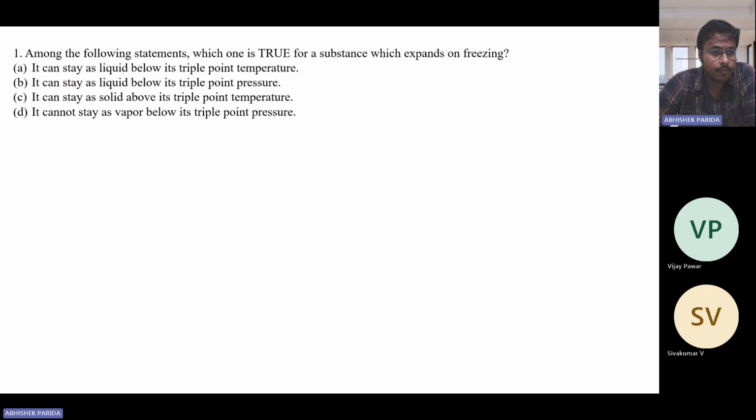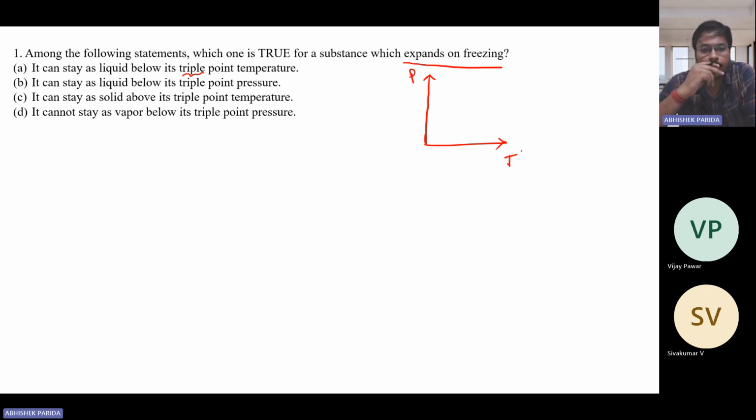So here it goes. The first question is, among the following substances, which one is true? For a substance which expands on freezing. As I said, remembering all the curves will be useful here to solve. See, expands on freezing is one of the keywords, and in the options triple point is given. So I hope now you can understand which curve to use, that is P versus T.